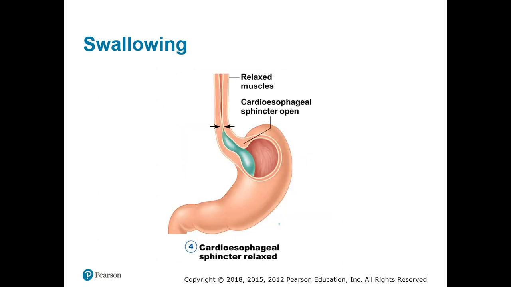So here it is going down the esophagus. And then once it gets to the bottom of the esophagus, there's also another sphincter down here that will open to allow that bolus and that food to go into the stomach.